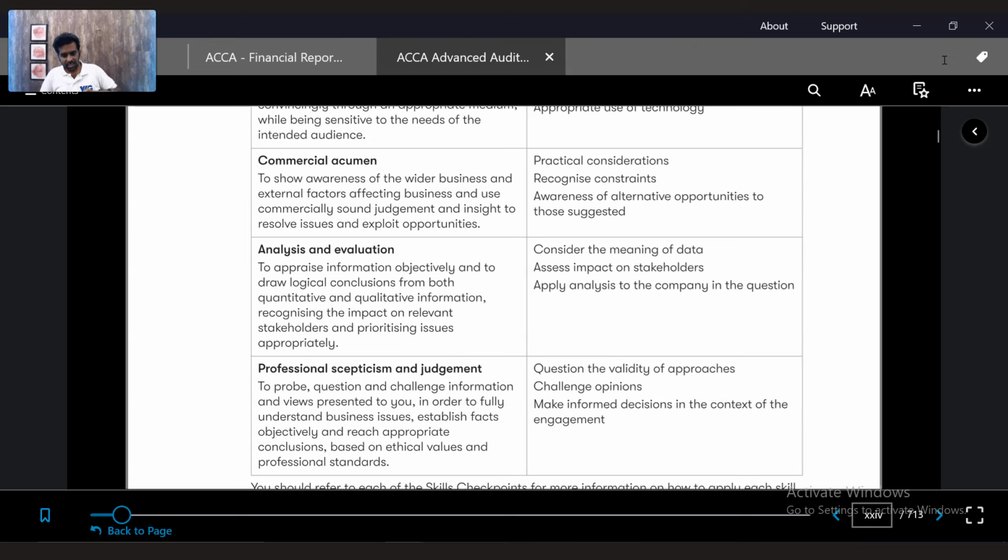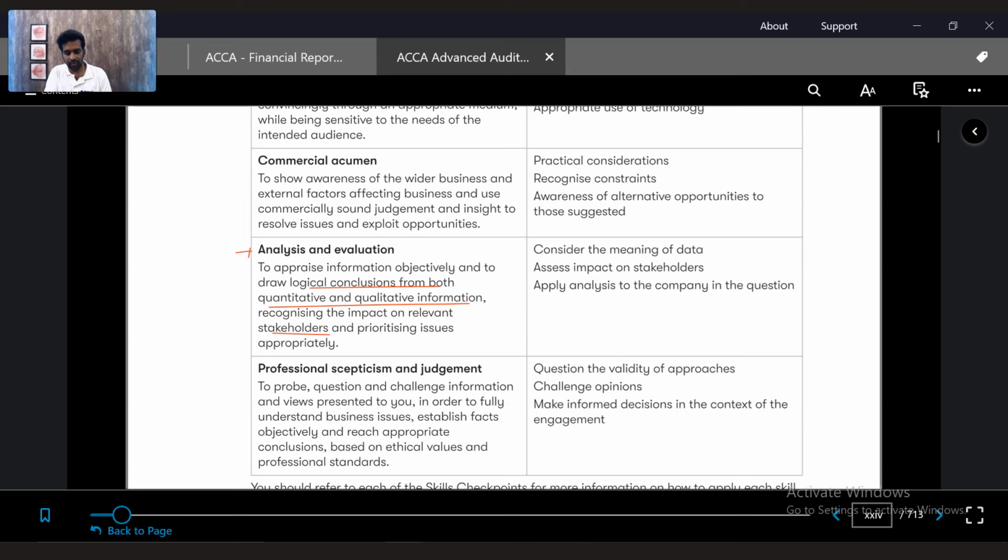The next two skills are specific to the scenarios. Definitely the number one is analysis and evaluation. You need to draw objective and logical conclusions from both quantitative and qualitative information. Quantitative is about the analytical procedures you will follow, performing ratio analysis, checking whether the ratio analysis suggests any audit risk, etc. And the qualitative information, considering the quantitative information, how does it impact the various stakeholders and the auditors themselves, and apply that evaluation while you are explaining the answers.